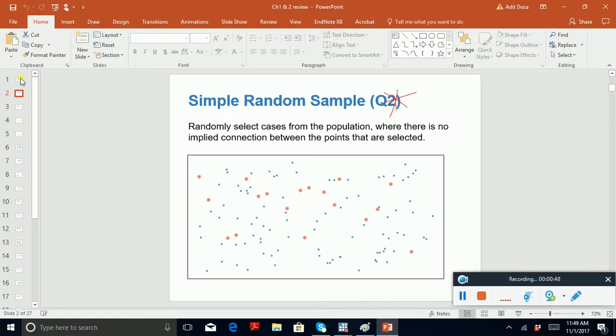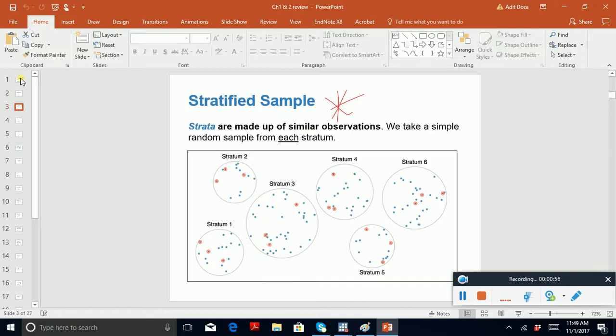For question number two, I asked what's stratified sample, what's clustering, and what's multi-stage, right? So stratified, some of you wrote that they are made of similar observations, and we take a random sample from each stratum. Okay, as long as you write this, that we take a simple random sample from each stratum, I gave most of the points for this definition.